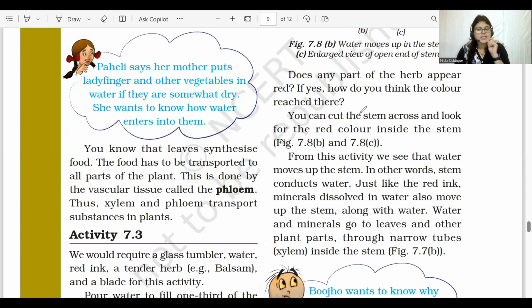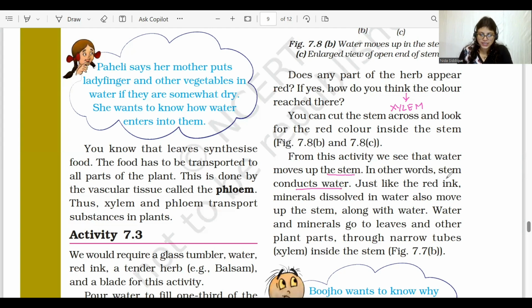So you can cut the stem across and look for the red color inside the stem. When you cut the stem, you will observe that the stem has turned red. How has this color reached here? It is through the vascular tissue, that is xylem. It was conducting water. So from this activity, we see that water moves up the stem. In other words, the stem conducts water.